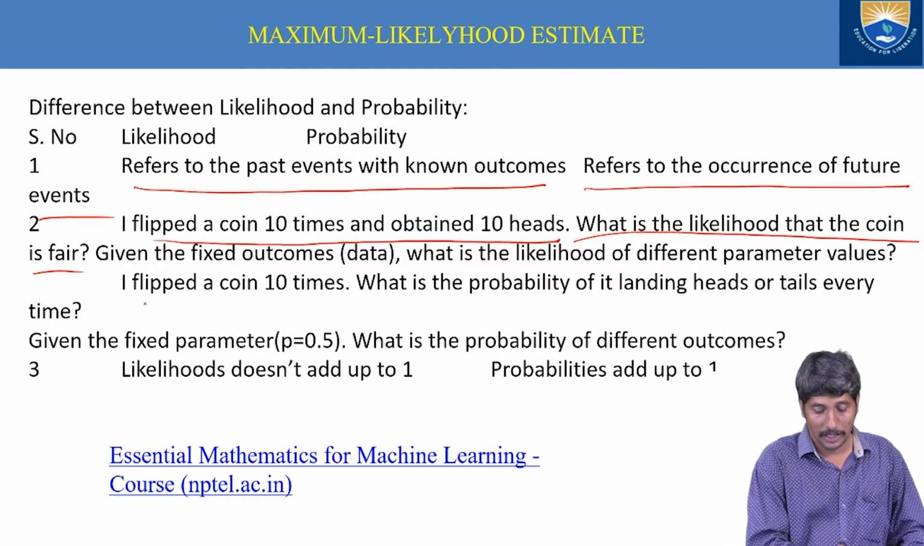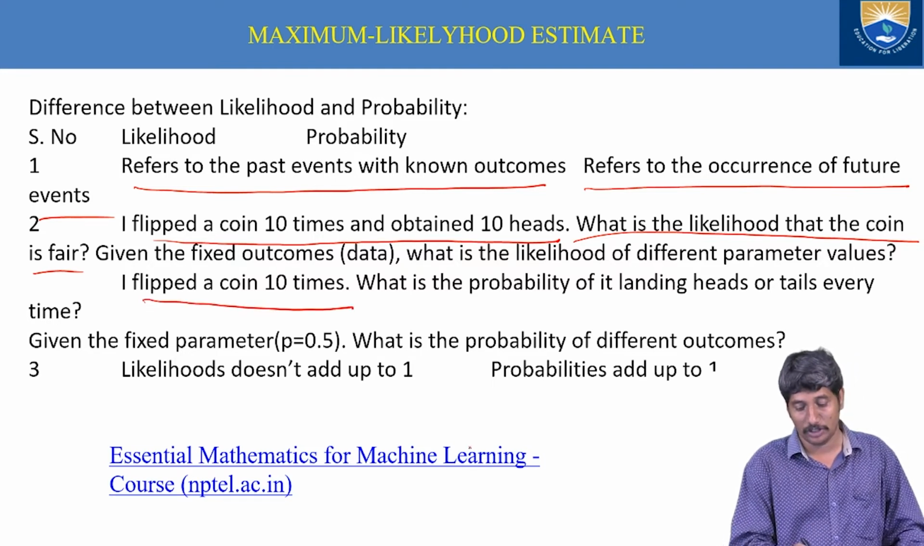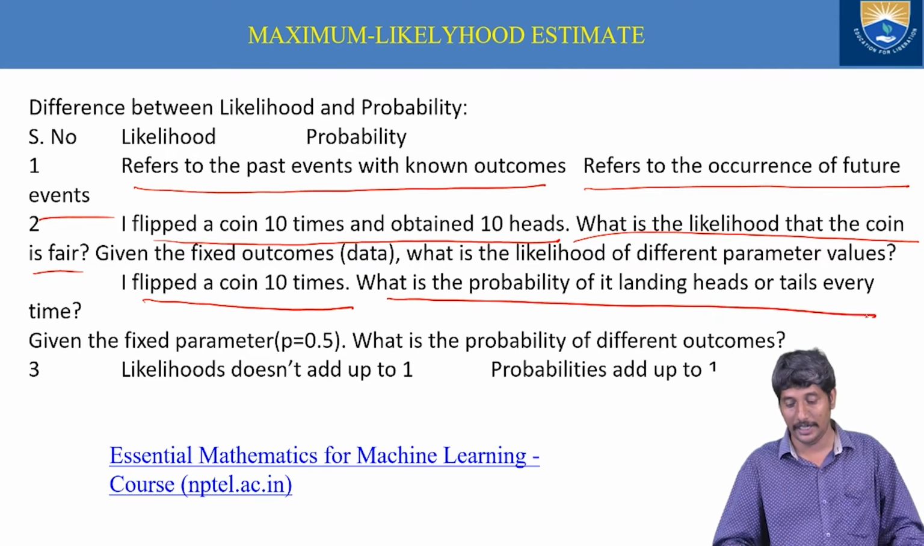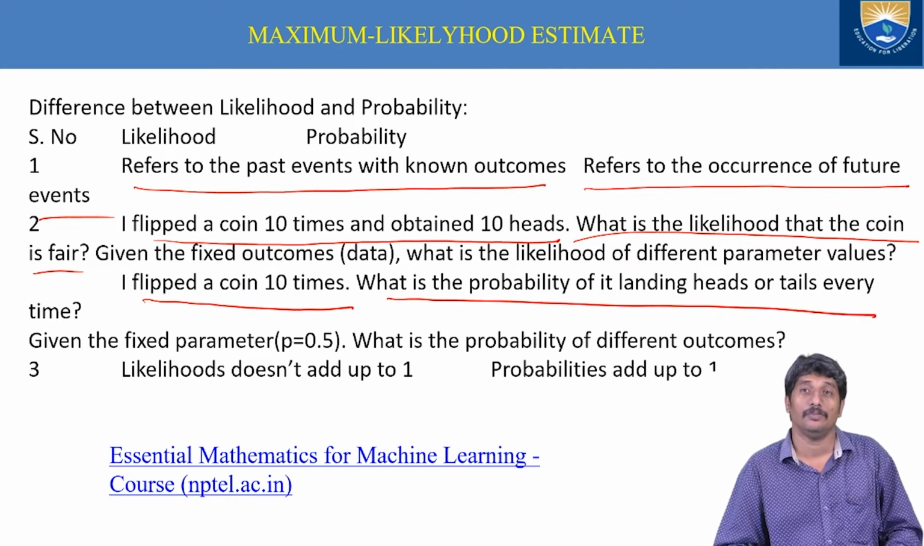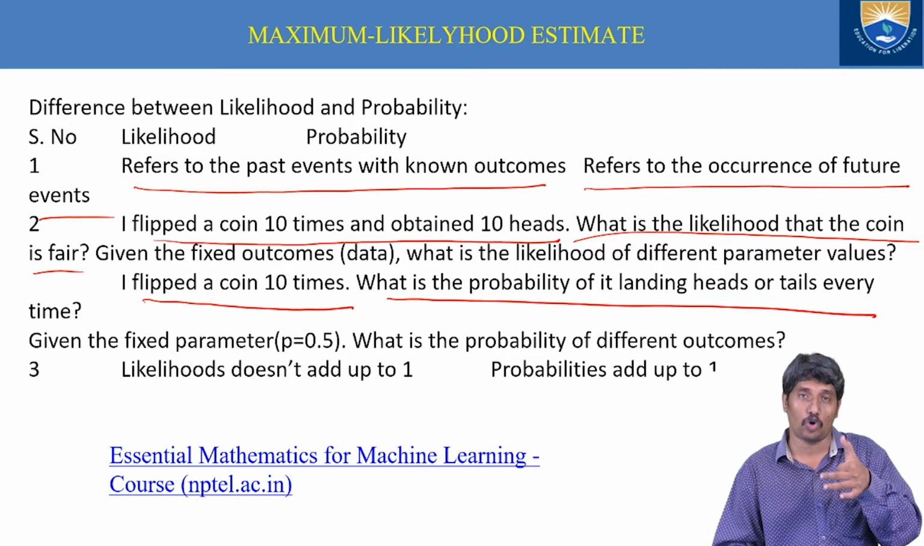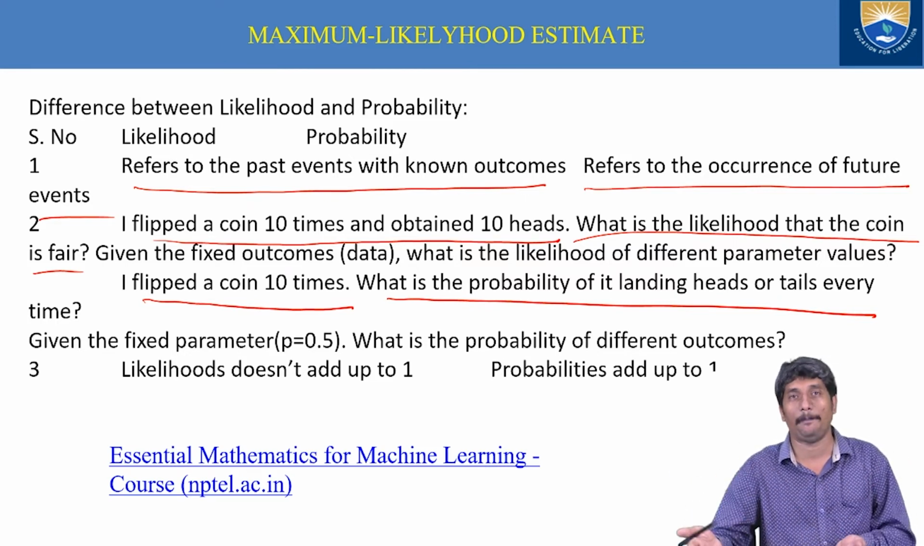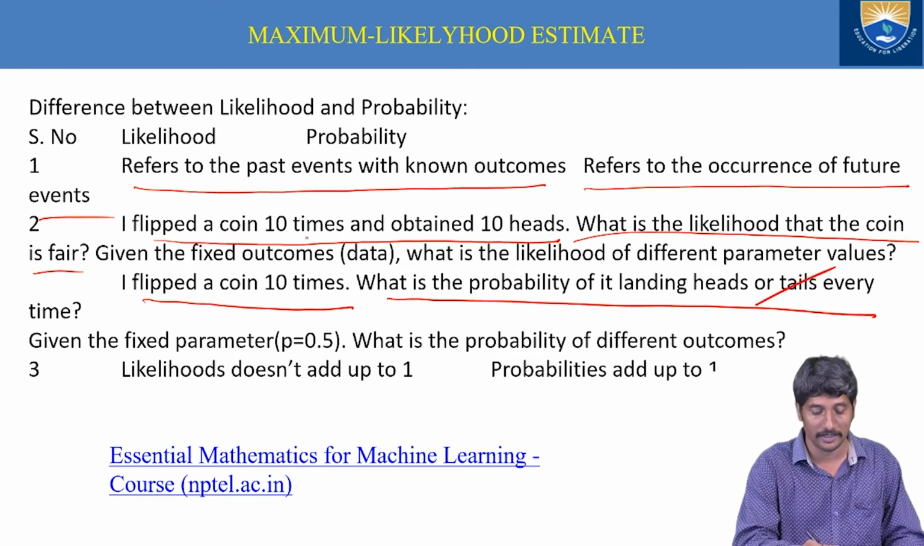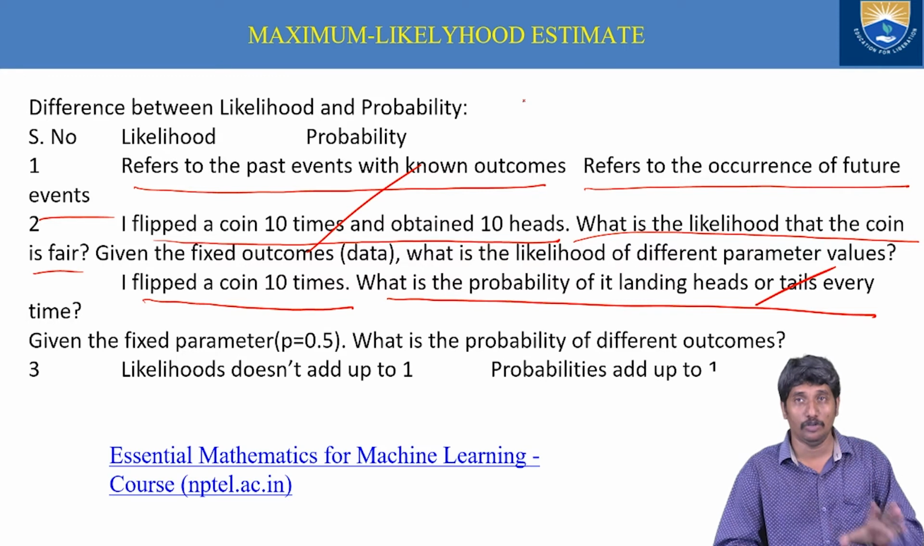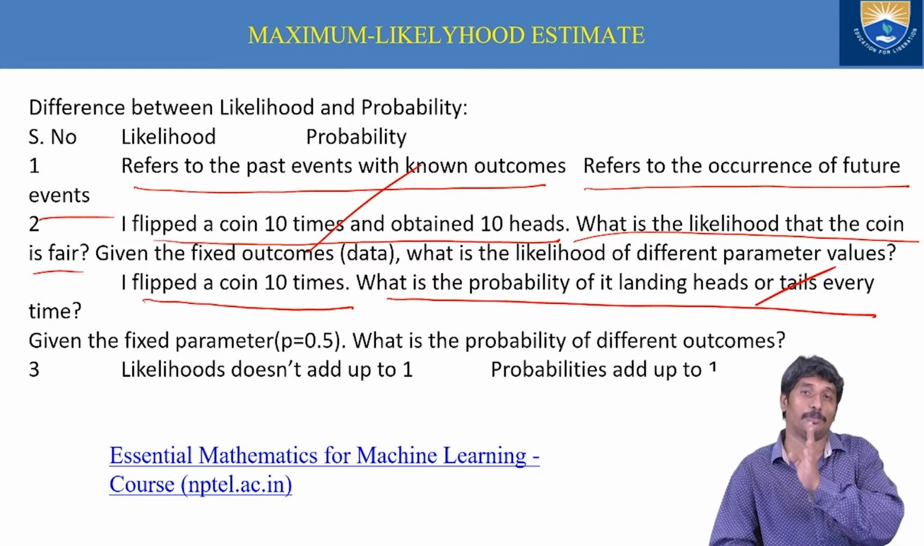Now here is another question. I flipped a coin 10 times. What is the probability of it landing head or tail every time? Suppose I am tossing a coin 10 times, what is the probability that it will come up either head or tail? That means it is about the future. The game is not yet done. It is going to happen, and you are trying to predict. That is about the future. This is called probability and this is called likelihood. So likelihood is about the past that has happened, and probability is about happening in the future.